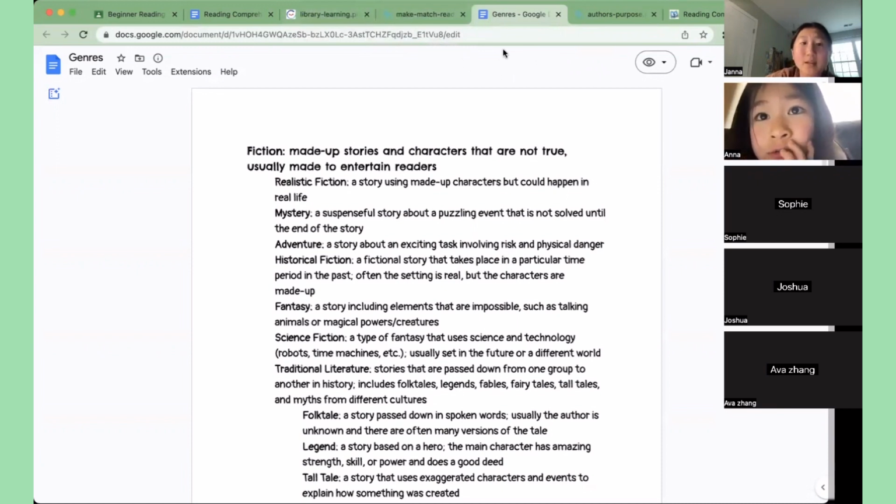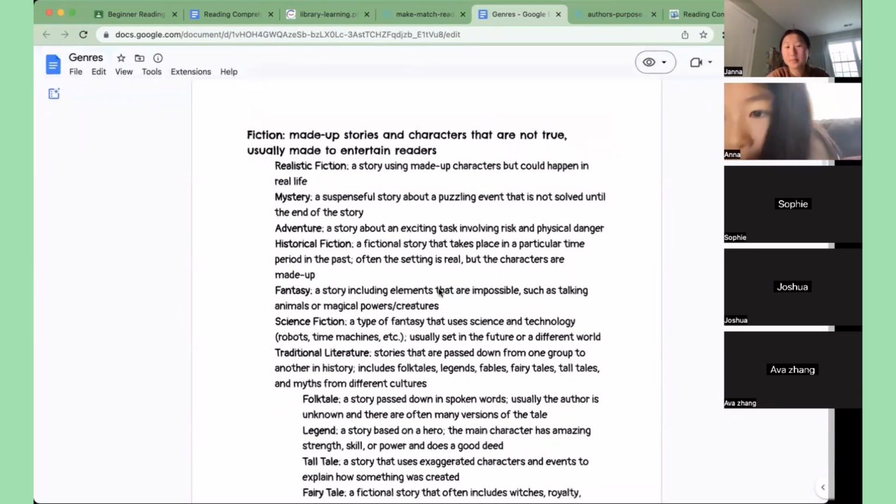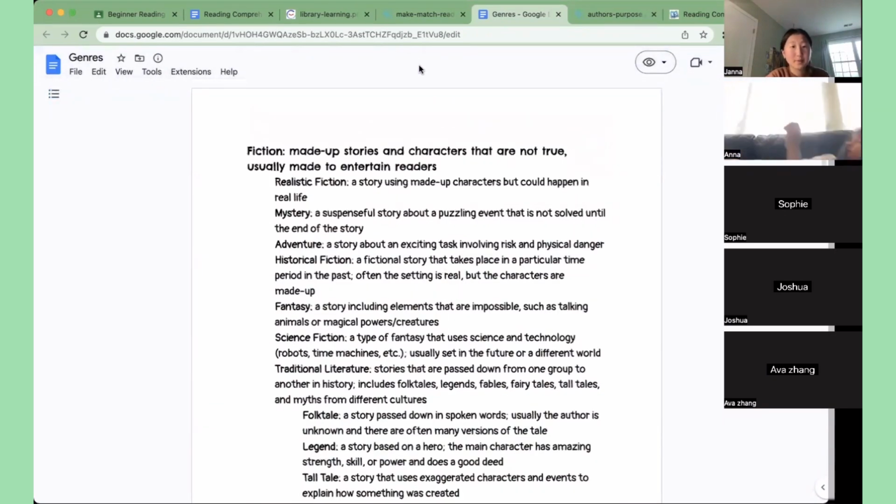Okay. So our first genre is fiction, and there's a bunch of genres within fiction, but the big one is fiction and nonfiction, obviously. So fiction are just made up stories, so they're not real, and they have made up characters that are not true, and it's usually to entertain readers. So usually the author's purpose is to entertain in fiction, but this can change.